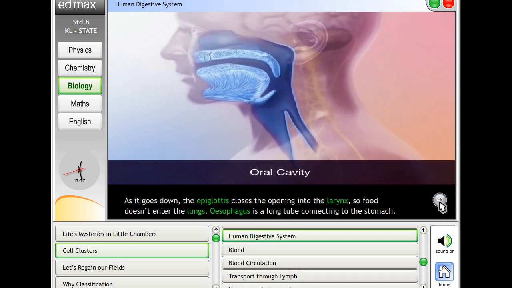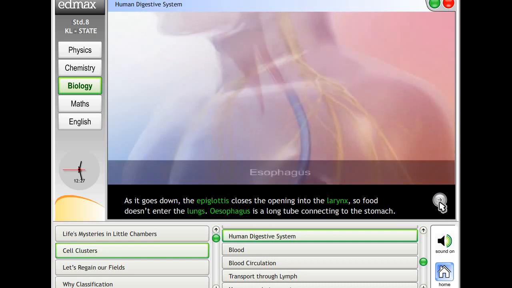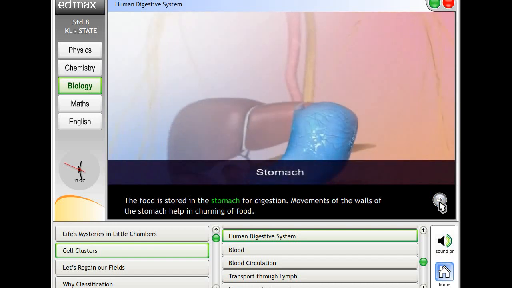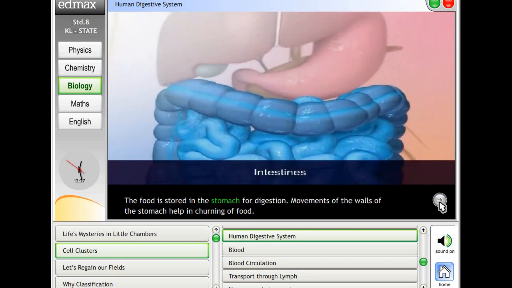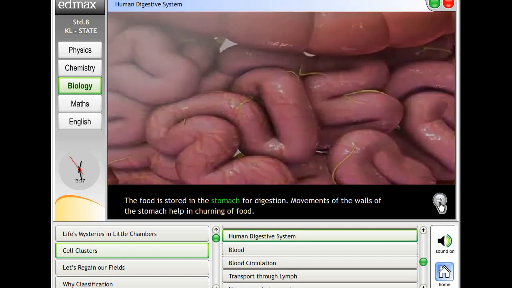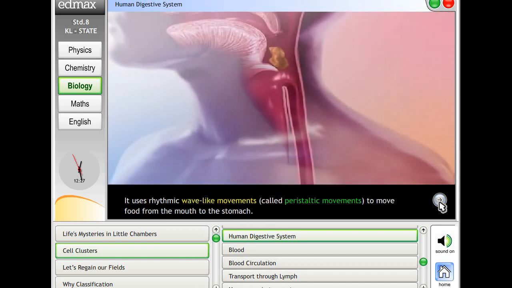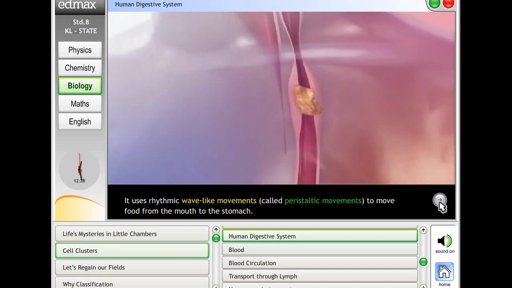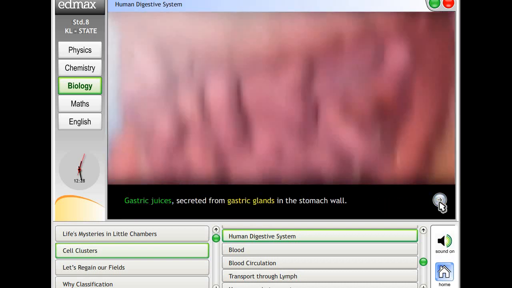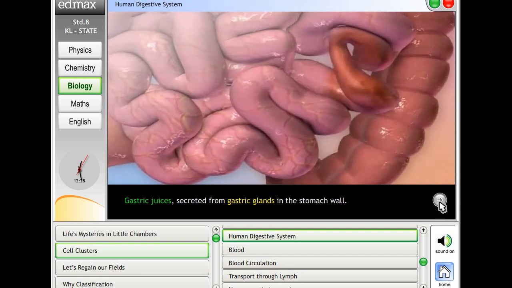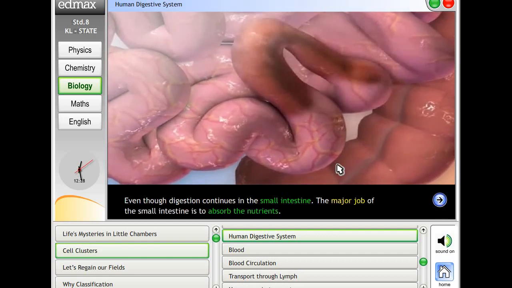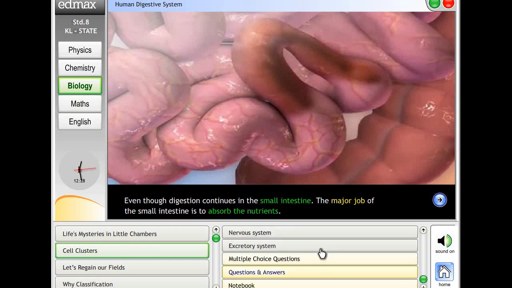As food goes down, the epiglottis closes the opening into the larynx, so food doesn't enter the lungs. Esophagus. It uses rhythmic wave-like movements, called peristaltic movements, to move food from the mouth to the stomach. The food is stored in the stomach for digestion. Movements of the walls of the stomach help in churning of food. Gastric juices are secreted from gastric glands in the stomach, even though digestion continues in the small intestine. The major job of the small intestine is to absorb the nutrients.